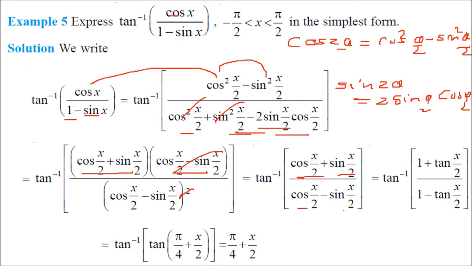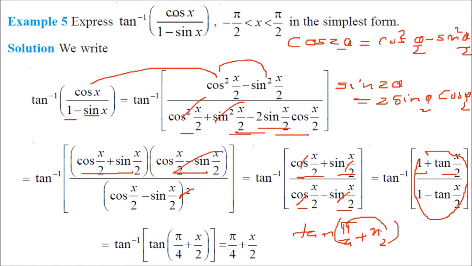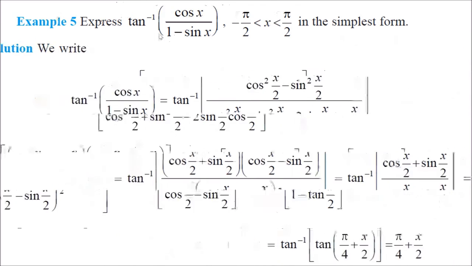So cos x by 2, cos x by 2, cos x by 2. This becomes 1, this becomes 1, this becomes tan x by 2, this becomes tan x by 2. So 1 plus tan x by 2 over 1 minus tan x by 2, what is this? If you take tan of pi by 4 plus x by 2, tan of x plus y, you will get tan pi by 4 plus tan x by 2 divided by 1 minus tan pi by 4 into tan x by 2. So you get this, and this is the result of tan of pi by 4 plus x by 2. So you can write tan pi by 4 plus x by 2 here. Tan inverse cancels out, pi by 4 plus x by 2. This is the simplest form.